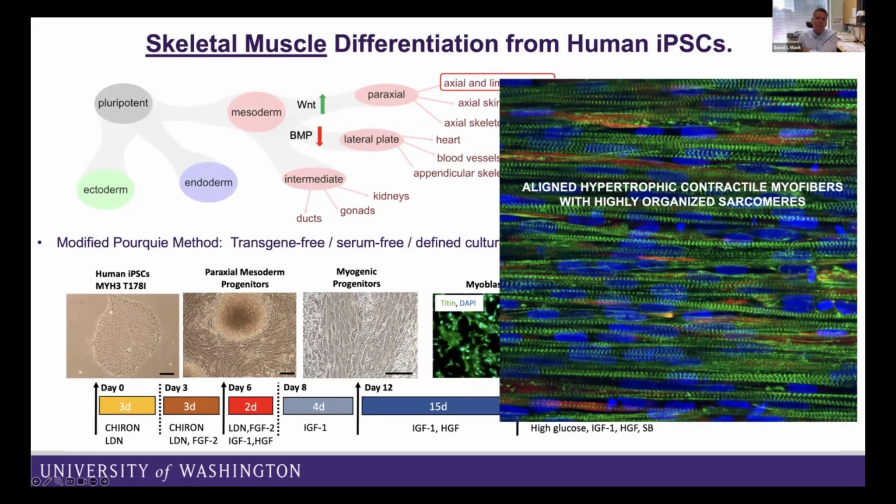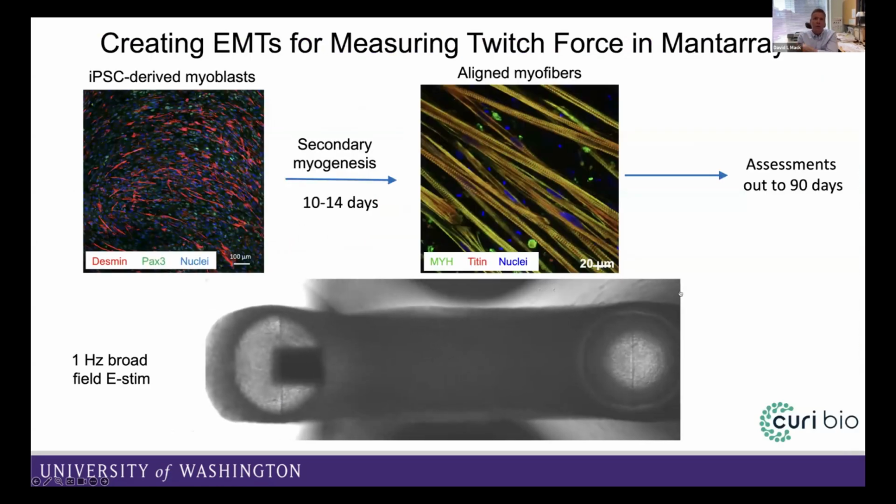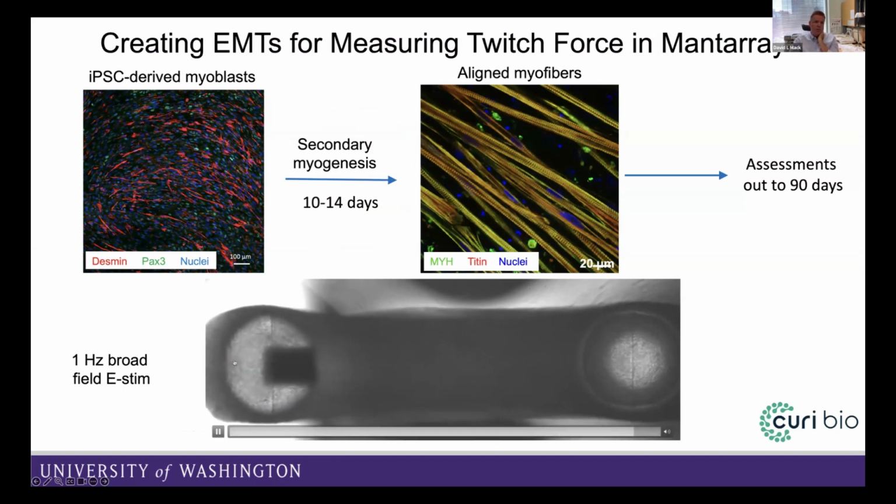Okay, so much like we did before, we're able to make skeletal muscle in the dish. Once we turn these iPS cells into myoblasts, we then seed them into troughs and take them through secondary myogenesis, through serum starvation and insulin signaling, which takes an additional 10 to 14 days, and we can turn these myoblasts into really nice myotubes. So what's shown here on the bottom, under 1 Hertz broad field electrical stimulation, these muscle tissues contract upon stimulation.